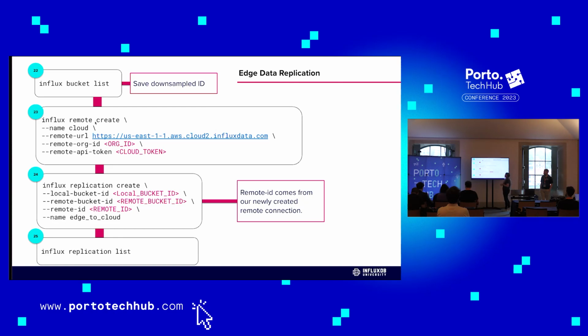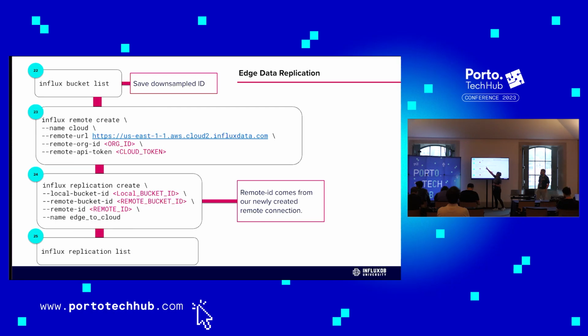The next thing we're going to start doing now is the commands for actually creating our remote instance. So we're going to do influx remote create. We're going to give it all of our cloud credentials. This is basically saying that this is the cloud account that we wish for our remote connection to go to. Keep in mind, in the Scratchpad you will see this. It will ask you to put in your org ID and your cloud token that we just grabbed earlier.